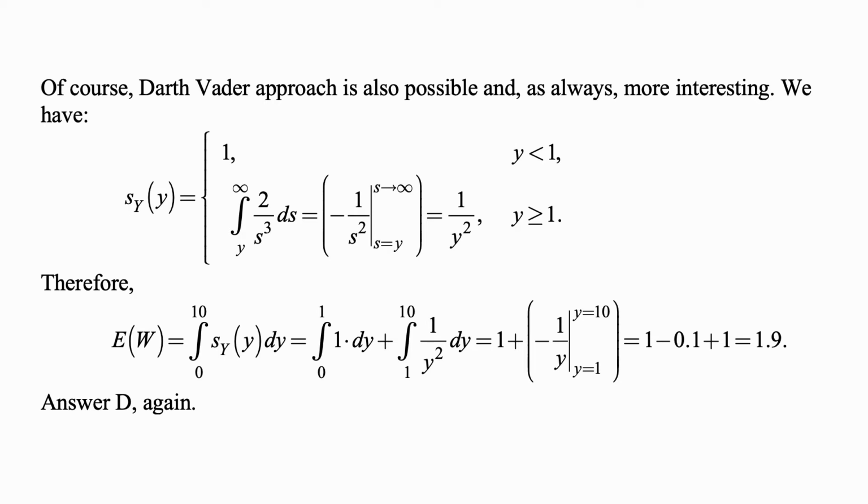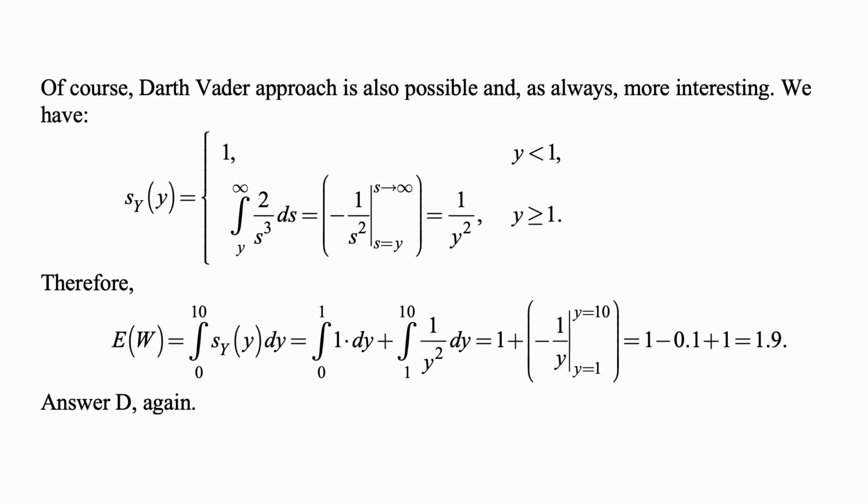And the expected value of W is just the integral from 0 to 10, because that's the policy limit. Well, the benefit limit, but in this case, policy limit as well. Integral from 0 to 10 of S sub y of y dy, which is split into two integrals because the survival function formula is different. So from 0 to 1, it's just 1. And then from 1 to 10 is 1 over y squared. So we take the integral from 1 to 10 of 1 over y squared dy.